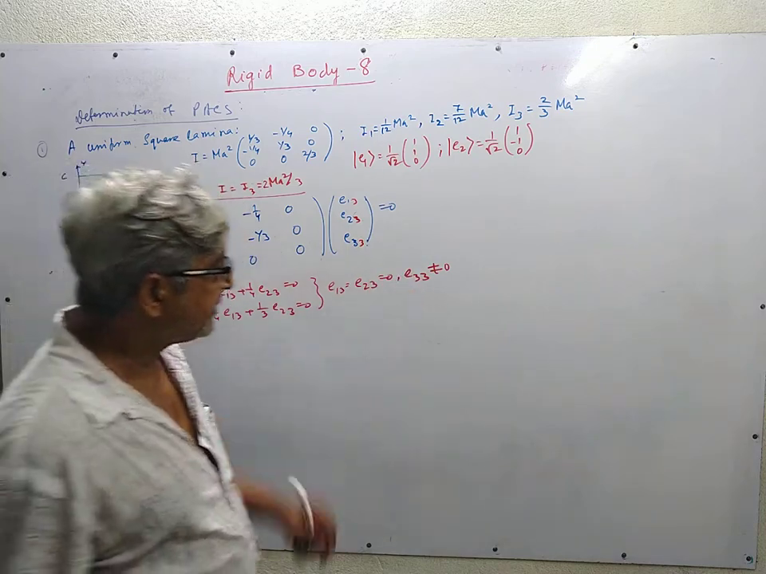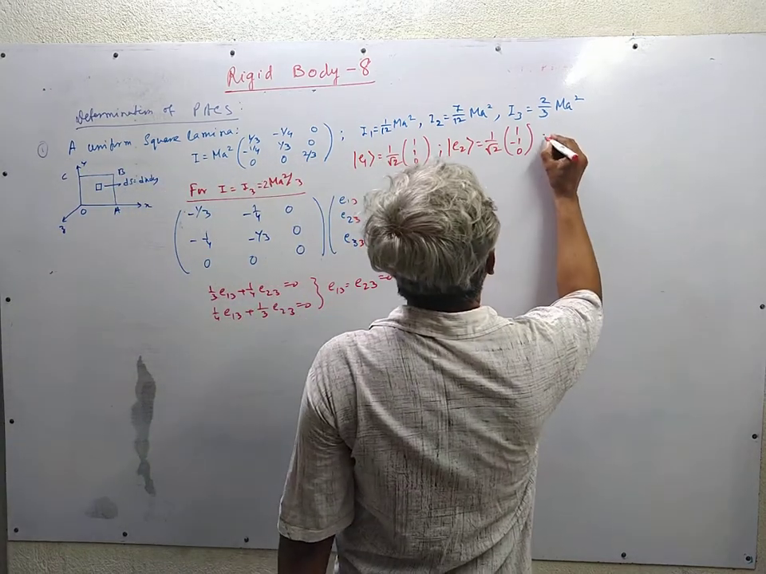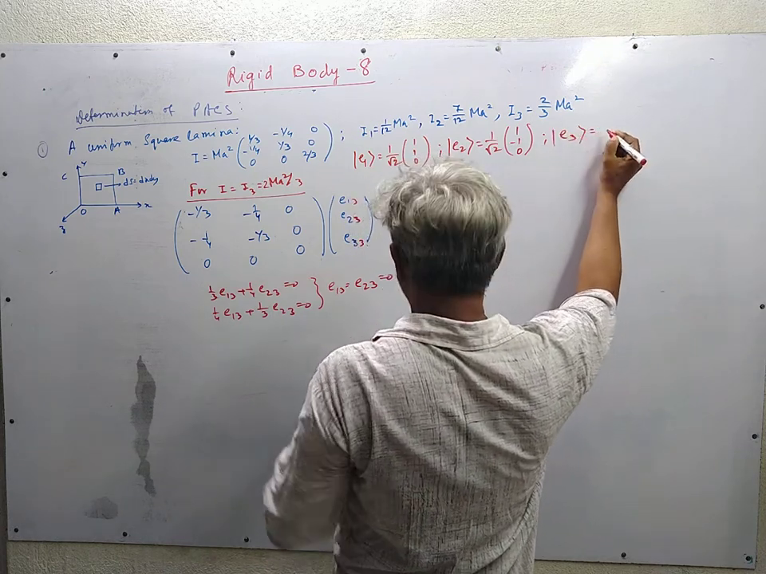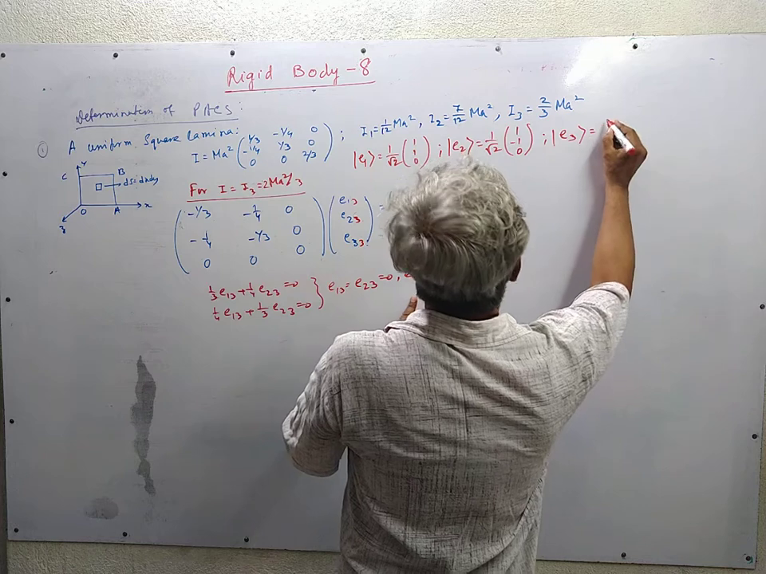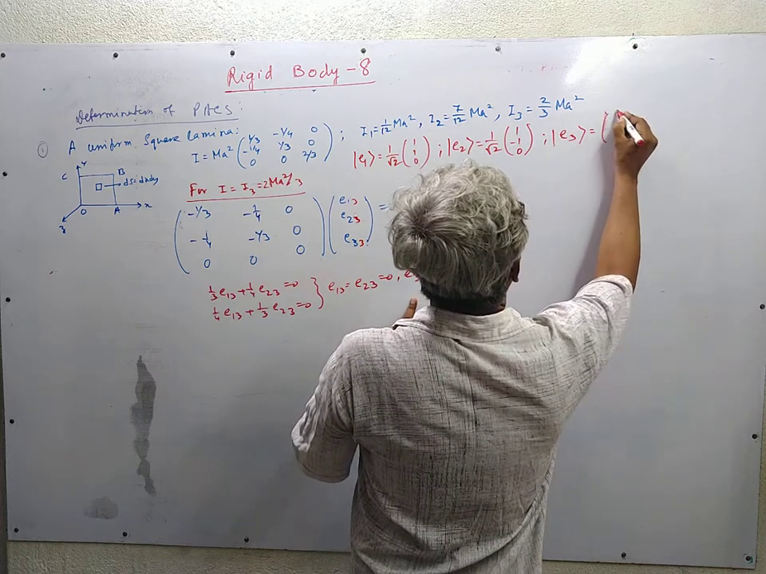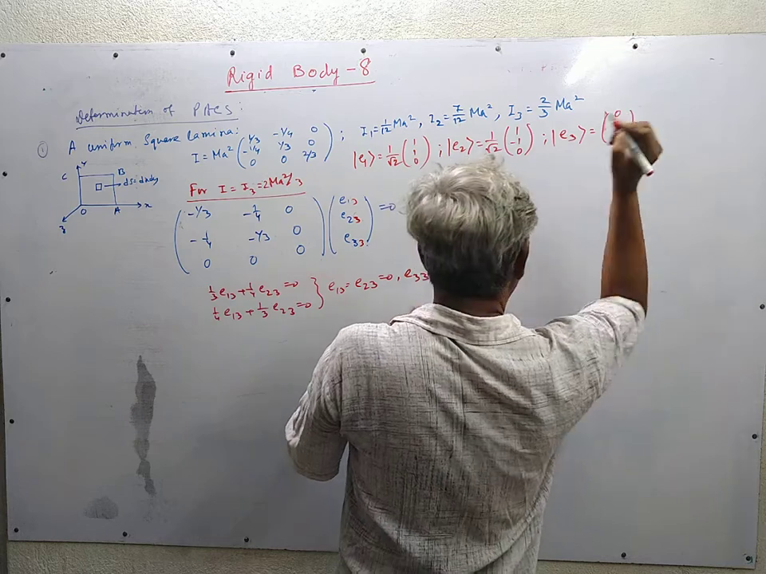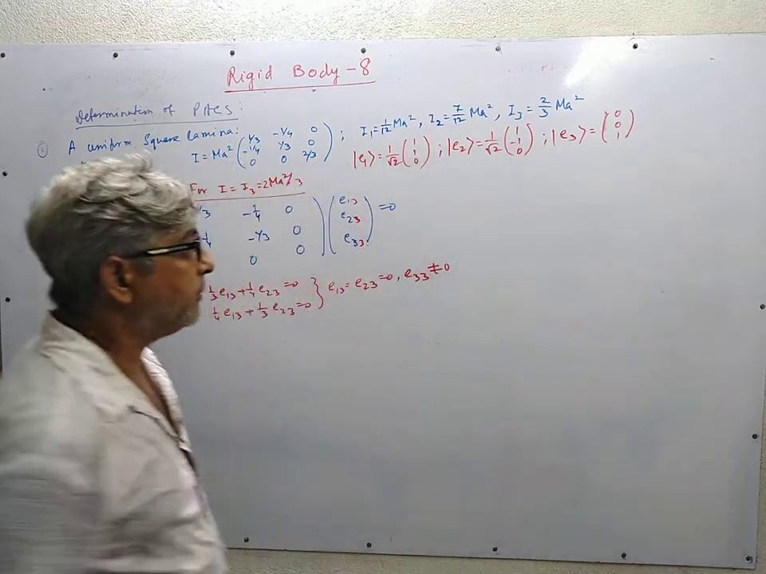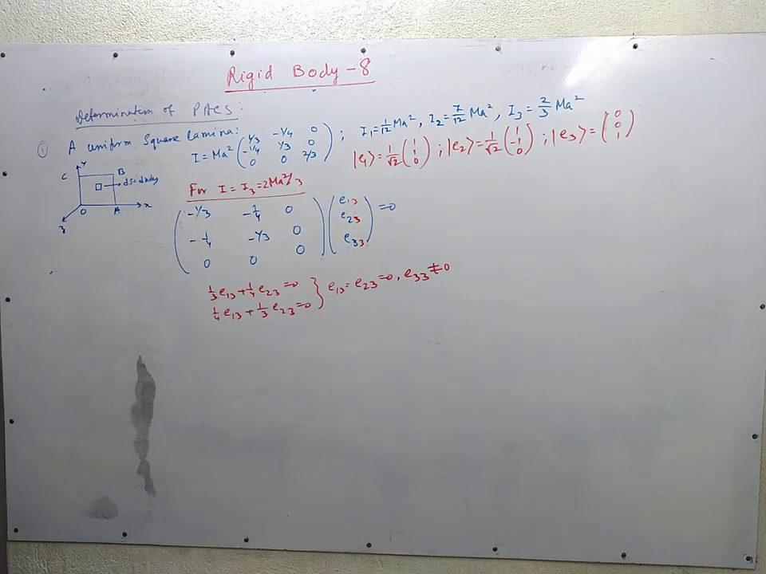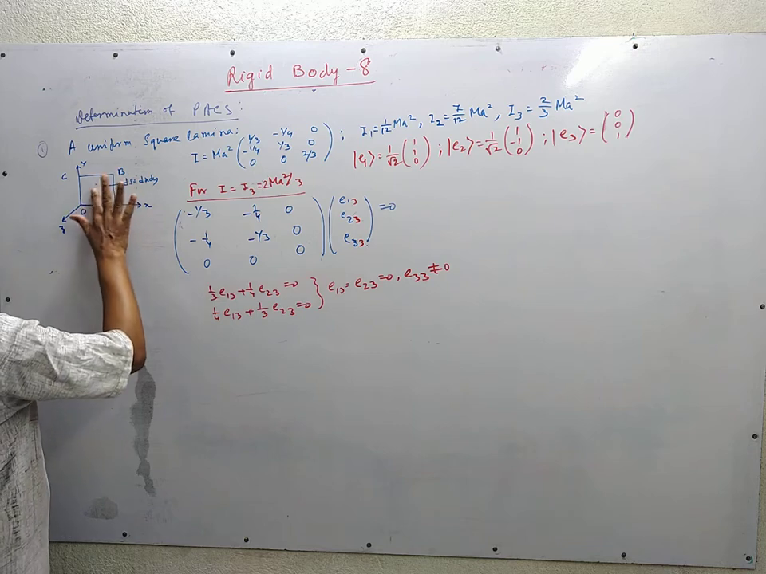So if we write the normalized eigenvector, it will be, in matrix form, 0, 0, 1, which is perpendicular to both E1 and E2. So we see what the directions are.